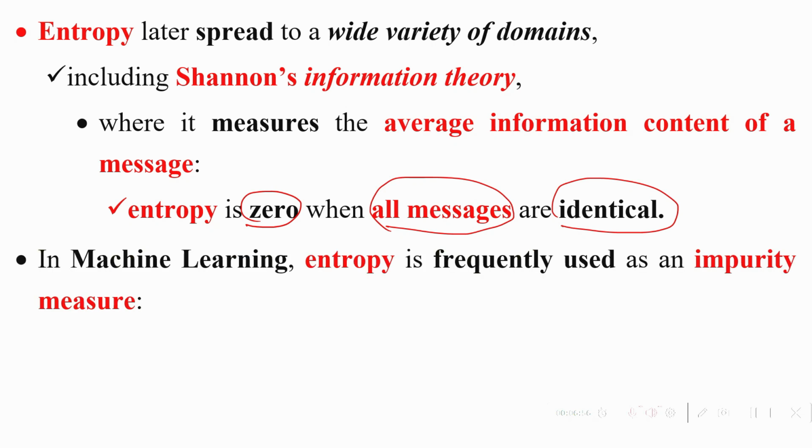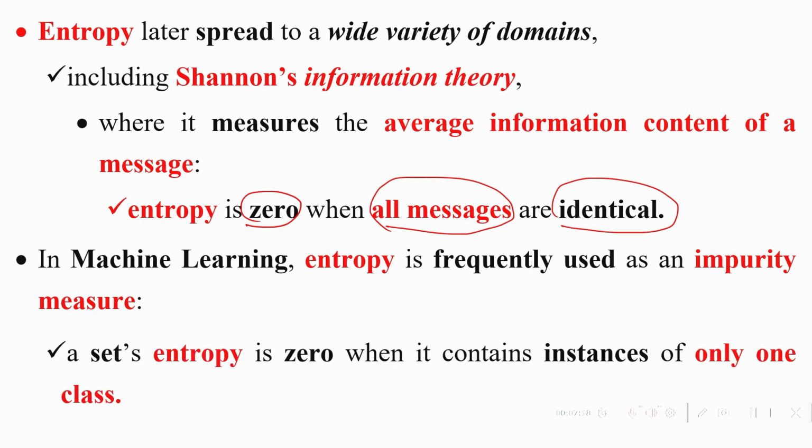Now in machine learning also, entropy is frequently used as an impurity measure, like the Gini index value. If the entropy equals 0, all the elements belong to the same class. If the elements are from different classes, then there is impurity. A set's entropy is 0 when it contains instances of only one class. That is the main importance of entropy.